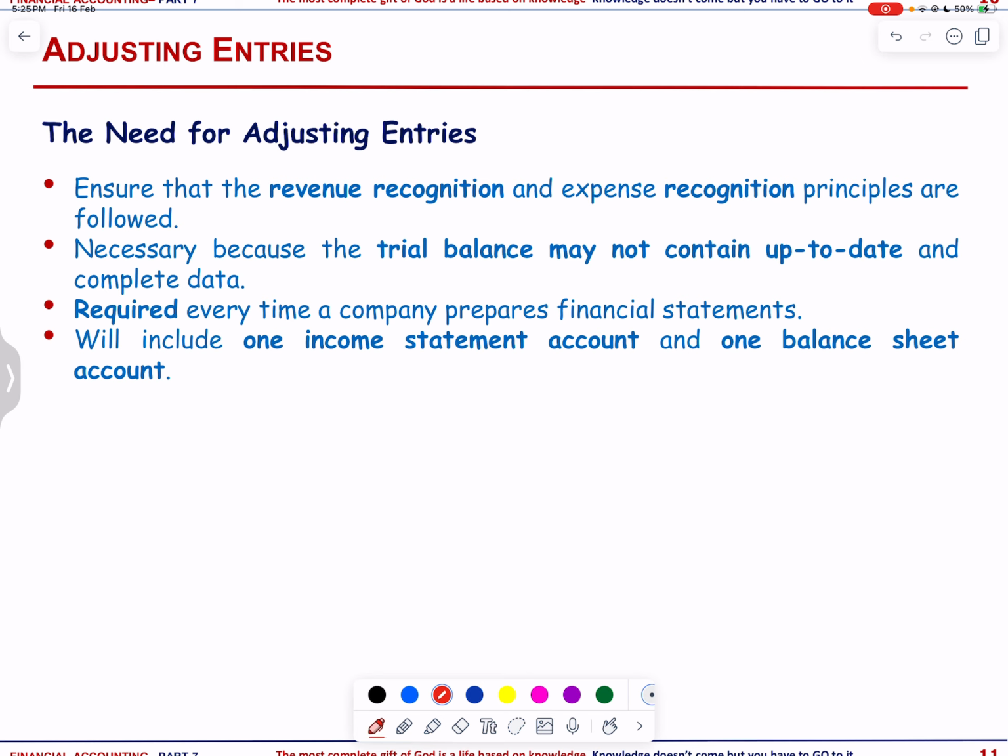Now, adjusting entries are needed to ensure adherence to the revenue recognition and expense recognition principles. They are needed to verify compliance due to potential discrepancies in the trial balance, which may lack updated or comprehensive data. They are essential during financial statement preparation, ensuring accuracy and compliance. They include one income statement and one balance sheet account for a thorough validation, and we will look into these when we go for an exercise in a few minutes.